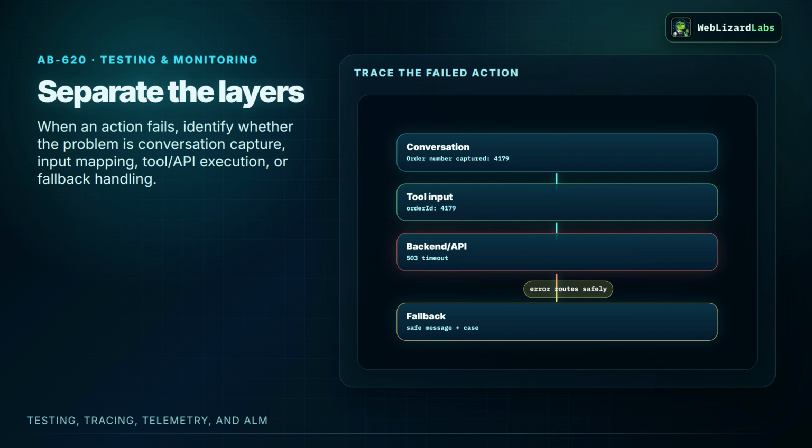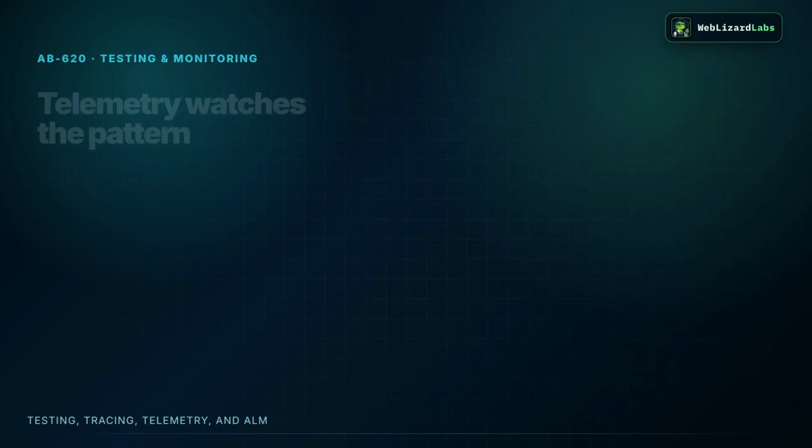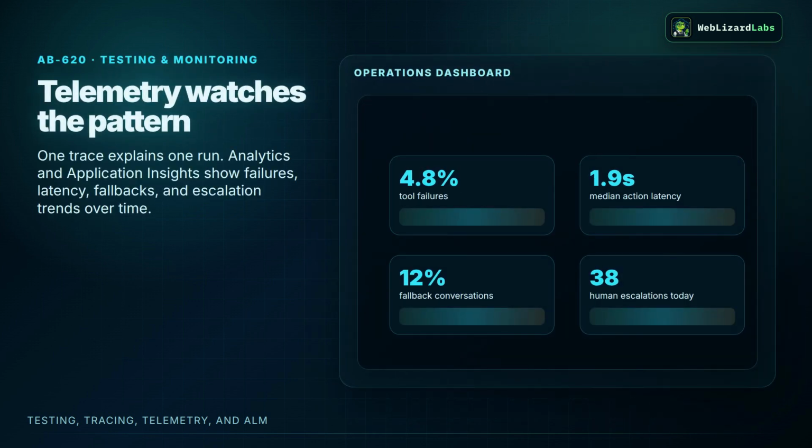Finally, check the fallback handling. A safe agent should capture the error, explain what happened in user-friendly language, and route to a fallback or escalation path when appropriate. A useful trace does not just say the agent failed, it tells you where the failure happened. One trace explains one conversation. Telemetry explains the production pattern.